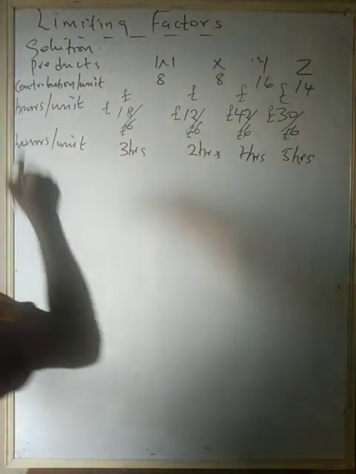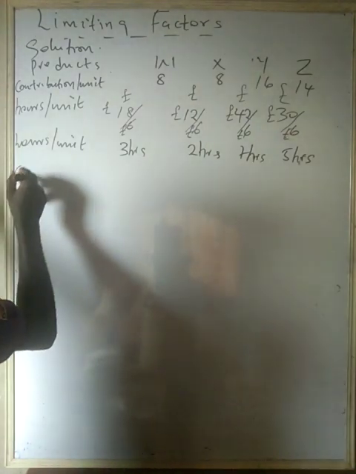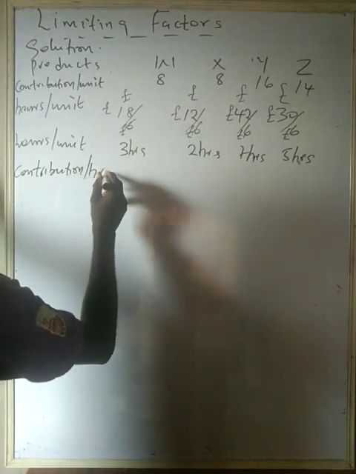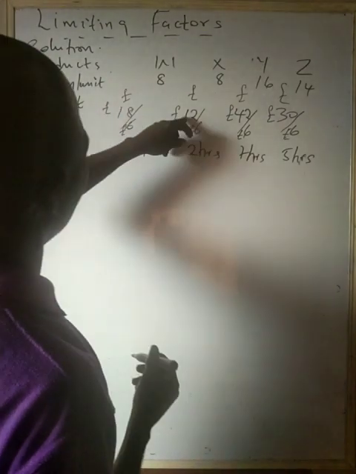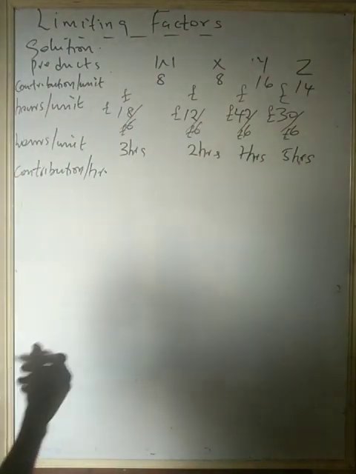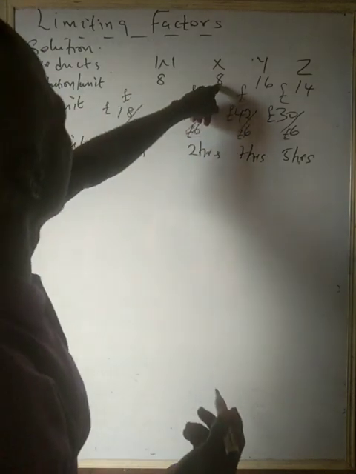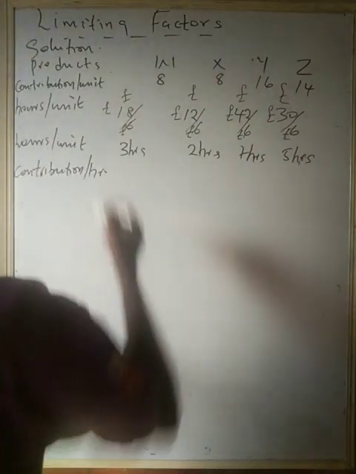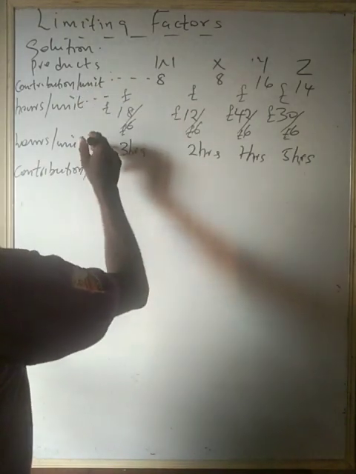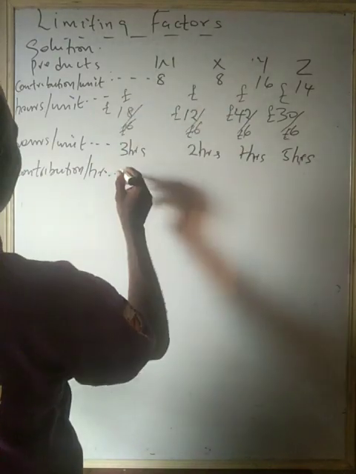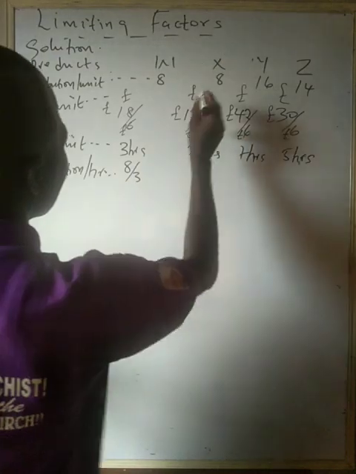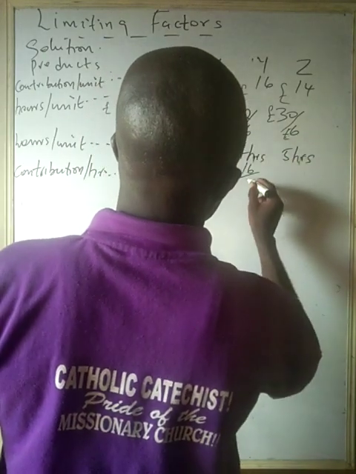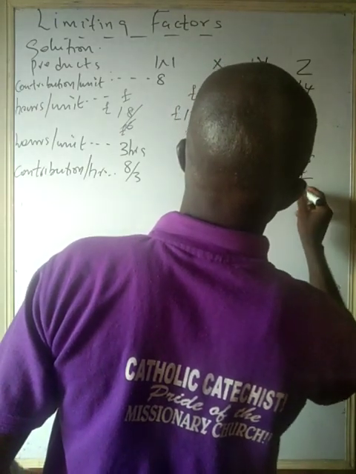So when I go to contribution per hour, contribution per hour is now given by the contribution per unit, 8, 8, 16, 14, divided by the hours per unit. That is 8 divided by 3 hours, 8 divided by 2 hours, 16 divided by 7 hours, then 14 divided by 5 hours.